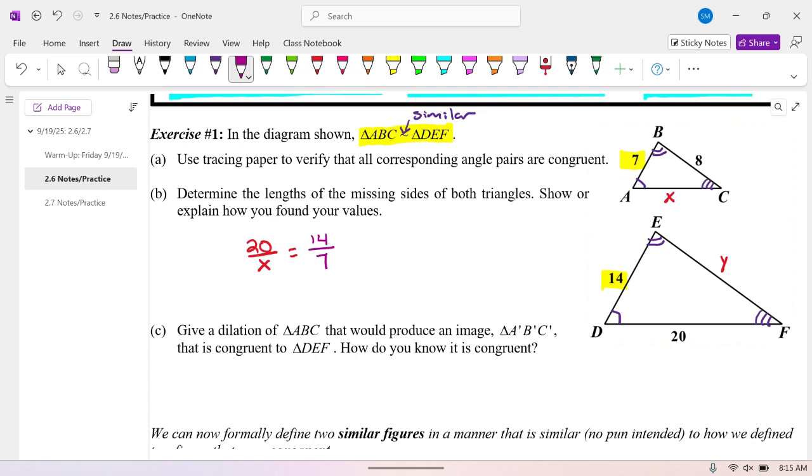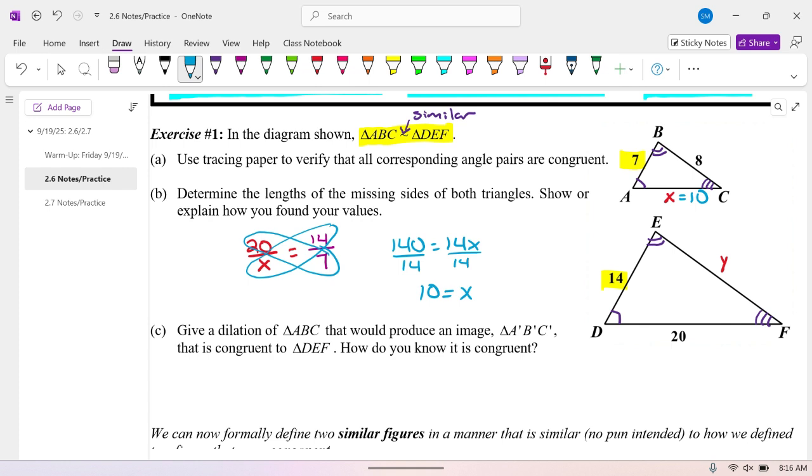Now, there's two ways you can go about this. You can either cross multiply to make a linear equation, or you can simplify the 14 over 7 and then solve it like that. All right? So I'm going to cross multiply here. So I'm going to do 7 times 20, and then x equals 14. So if I do that, I would get 140 is equal to 14x. Divide by 14. X should be equal to 10. So side AC would be equal to 10. All right.